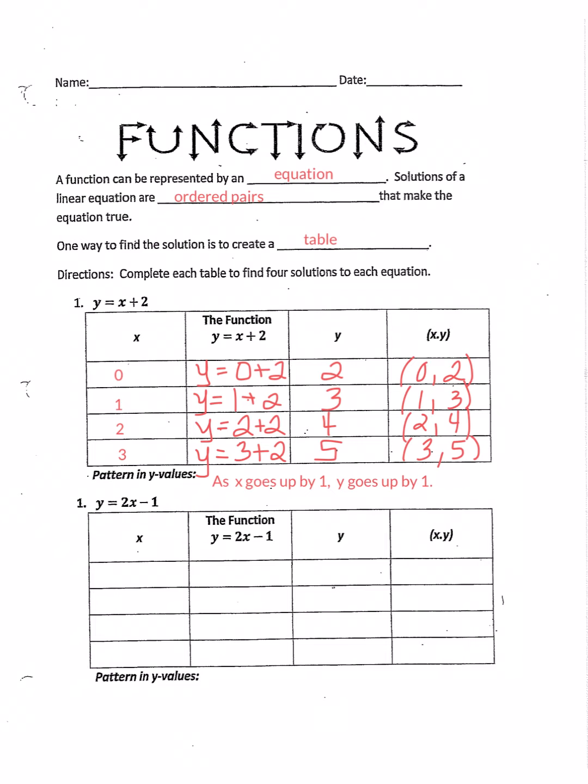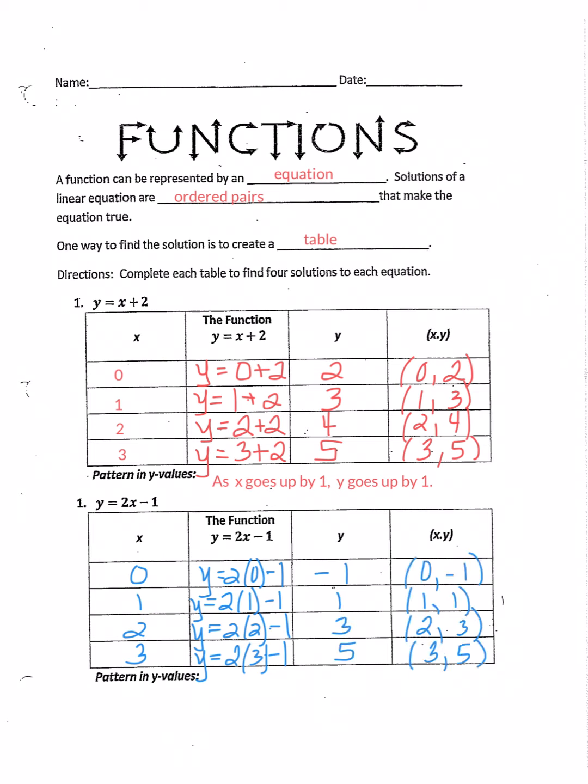Now let's look at the next example. y equals 2x minus 1. I think I'm going to use the same numbers that I chose before. I chose 0, 1, 2, and 3, and I replaced x with them. So after replacing x with these numbers, 2 times 0 is 0. 0 minus 1 is negative 1.